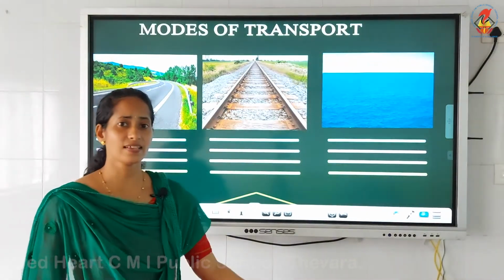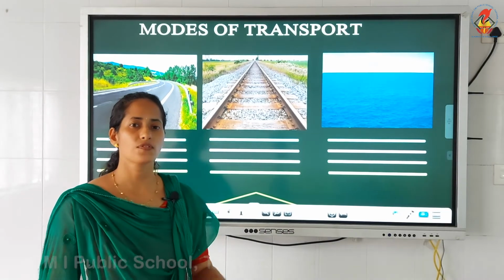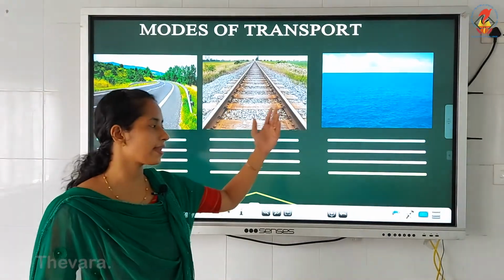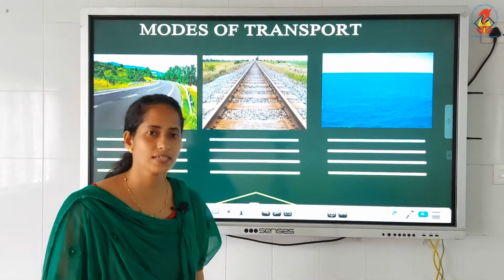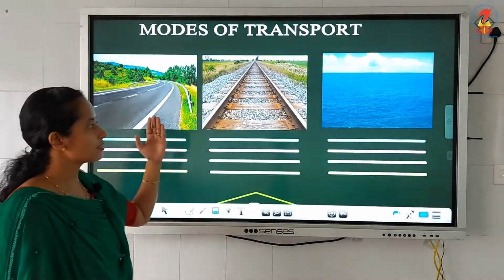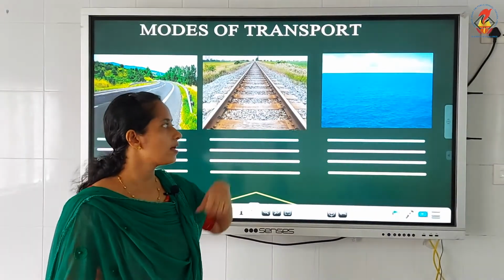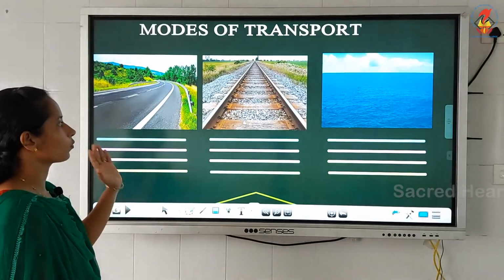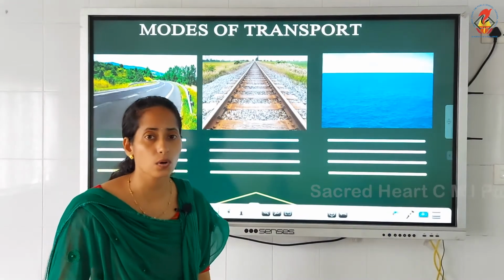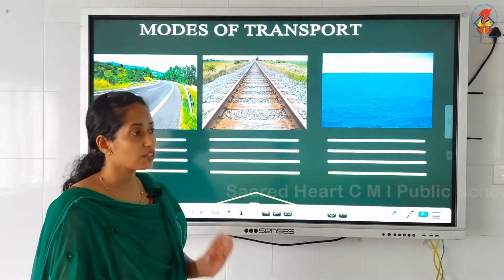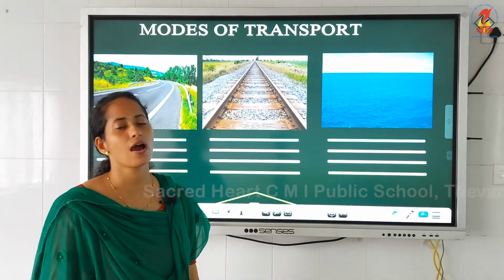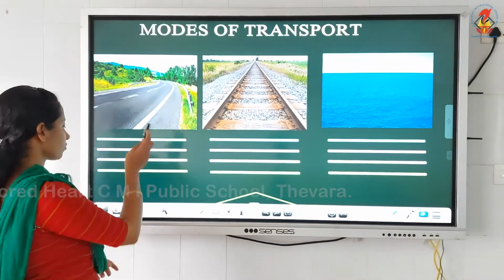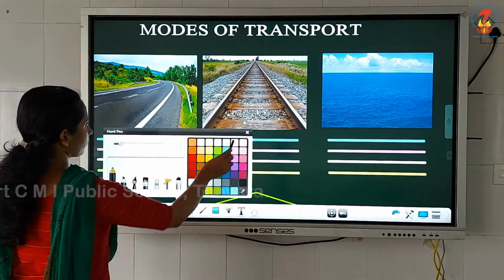Again, where do these vehicles run? Some vehicles run on the road, some on the rail, and some others on the water, isn't it? So the way on which the vehicles run are called modes of transport. So, you can write which are the modes of transport that they have given here.